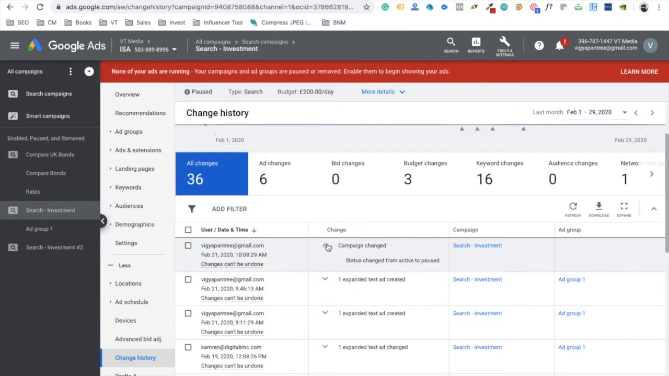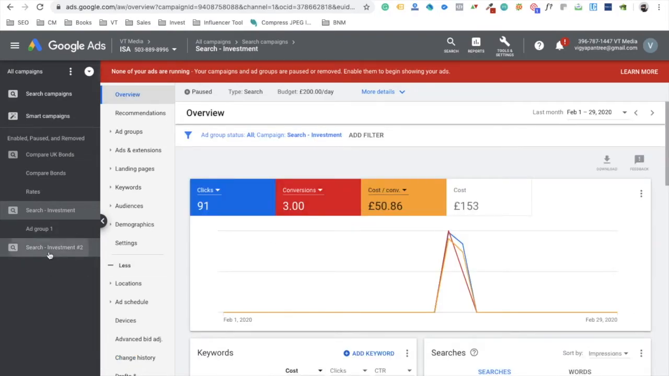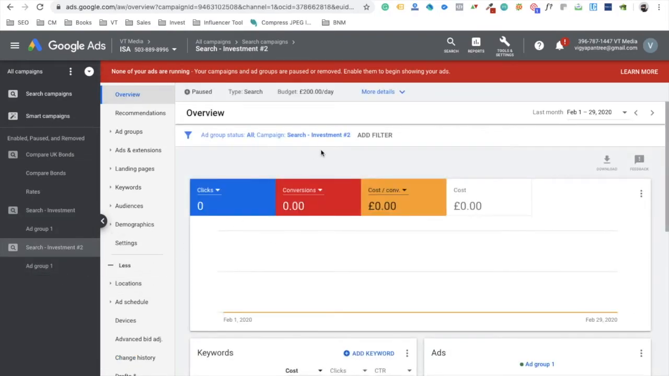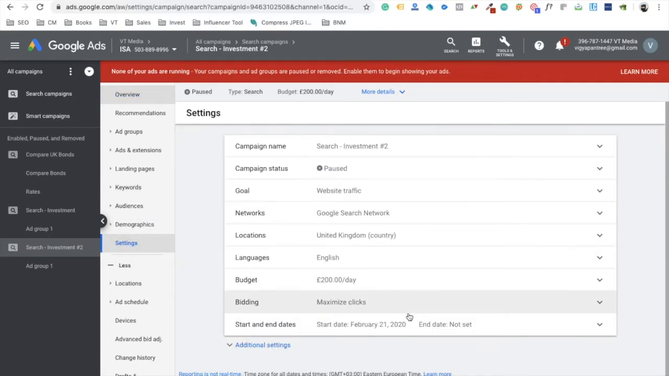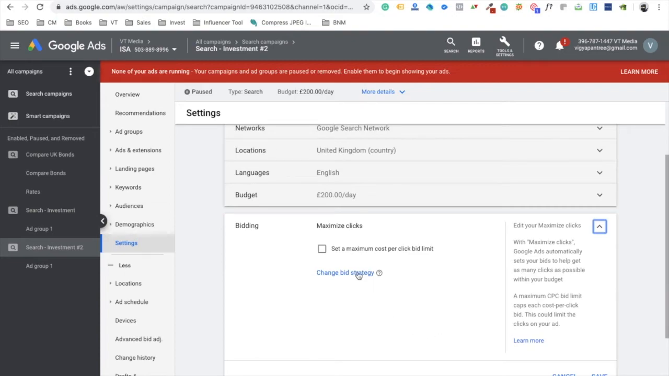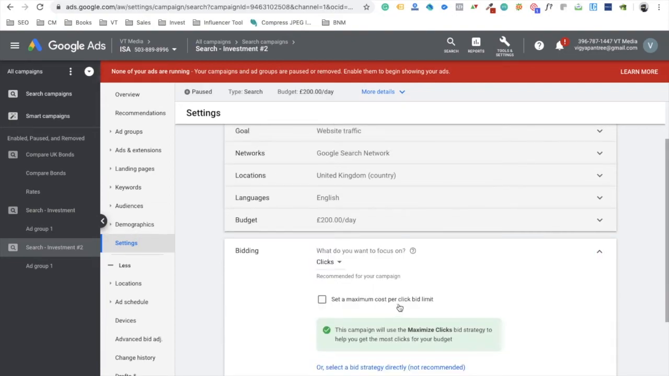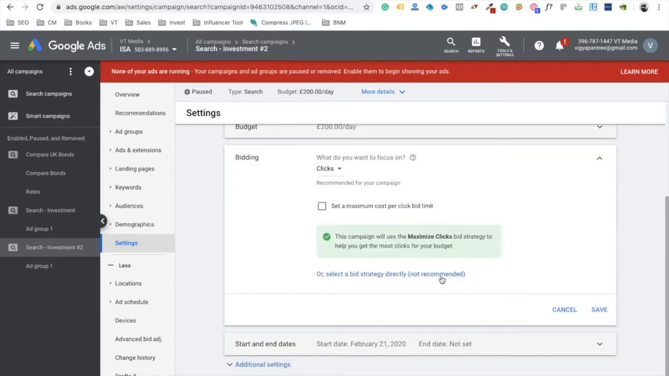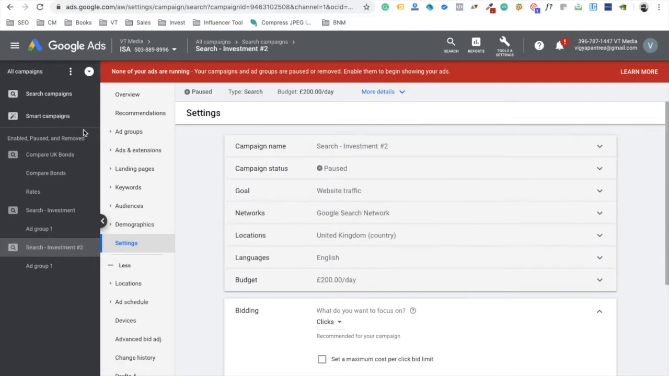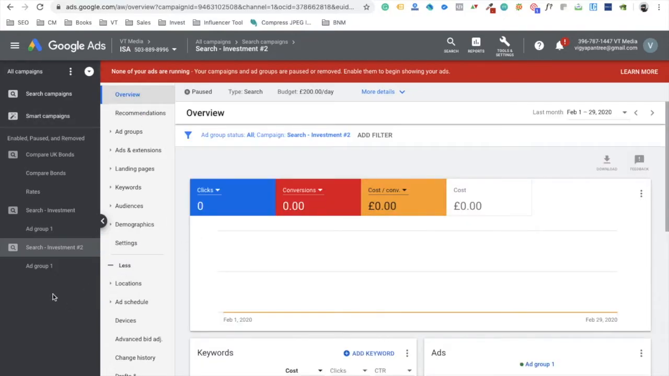Yeah, so I paused this campaign on the 21st because I was testing another thing, because we stopped getting leads after some time. So I started the search investment 2 campaign, which didn't work because I used some sort of manual CPC settings, maximize clicks, and I tried to manually set CPC, which was very low, but it didn't work. Then I turned it to maximize clicks, and by that time the client decided to leave me. So it's okay, guys. So these are the things.